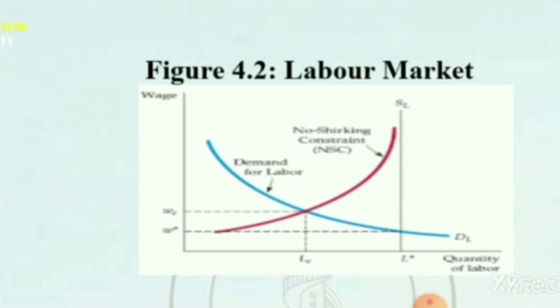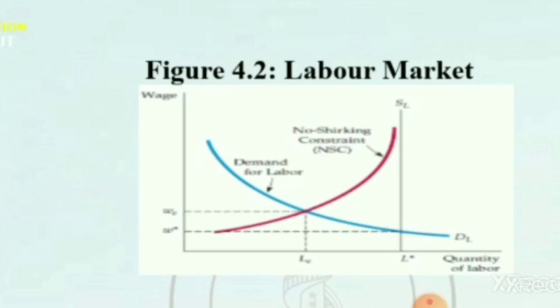But what is the advantage here? Here we just look into the x-axis and y-axis. The y-axis represents wages, the x-axis represents the quantity of labor, and how many laborers can we get employed at the W star shirking wage? L star quantity of laborers are employed. That means more and more laborers are employed, even though the wage is very low, right?